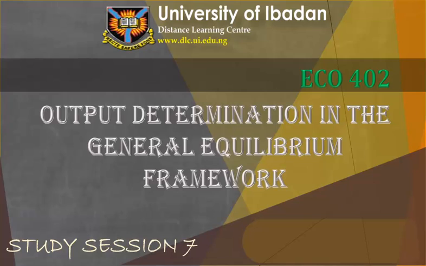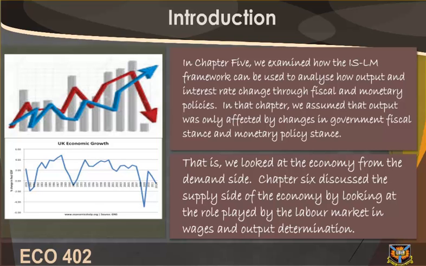Study Section 7: Output Determination in the General Equilibrium Framework. Introduction. In Chapter 5, we examined how the IS-LM framework can be used to analyze how output and interest rate change through fiscal and monetary policies.